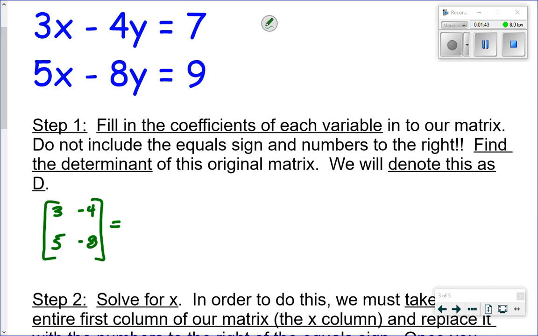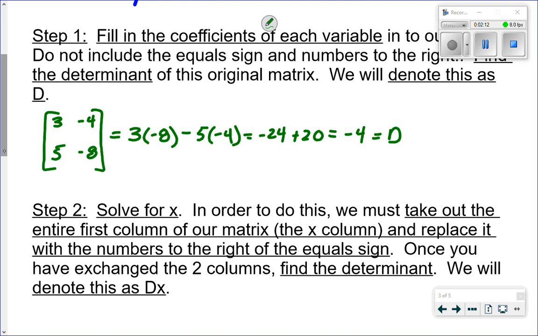So in order to find the determinant, remember we multiply across the diagonals. So 3 times -8 minus 5 times -4. And I need to simplify. 3 times -8 is -24. And -5 times -4 is +20. -24 plus 20 is -4. And we're going to call this D. D is my original determinant.